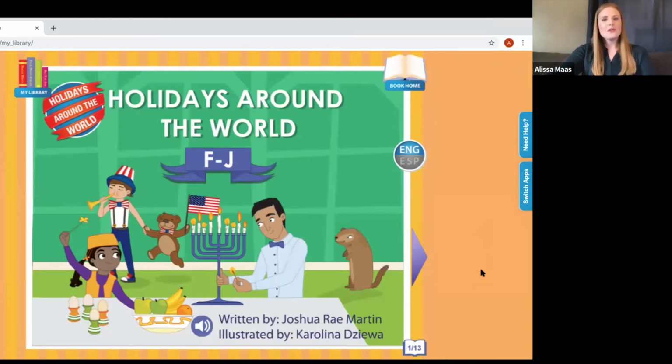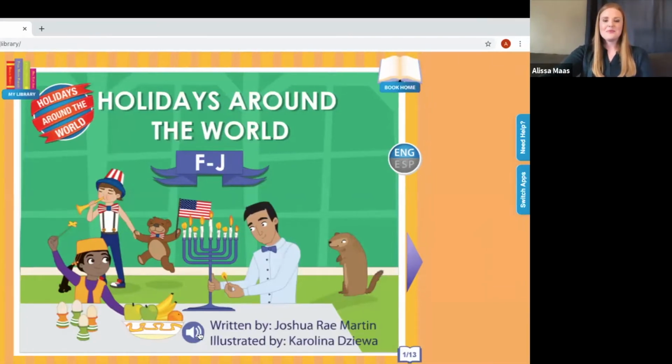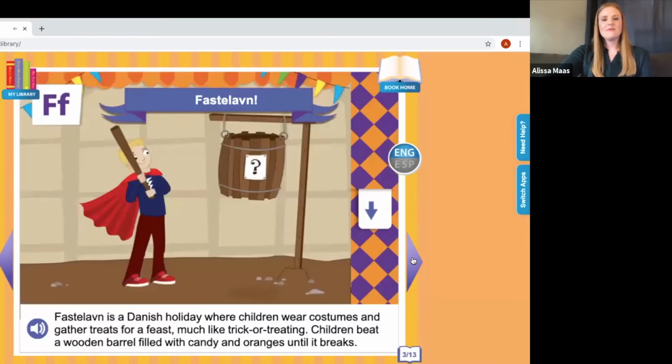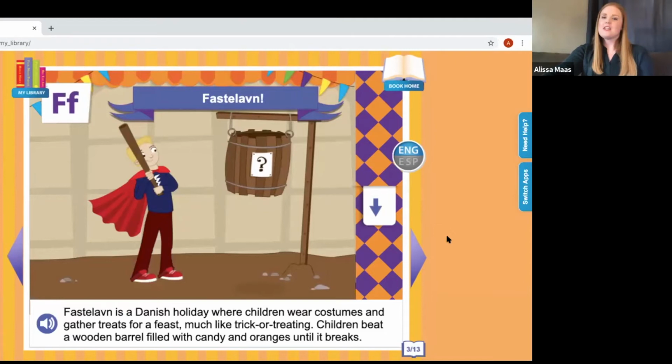Let's have the book read itself to us. Holidays Around the World, F through J. Written by Joshua Ray Martin. Illustrated by Carolina Javy. This page has information about one of our holidays, Fastelavn. Let's click on the purple icon here to see what it says.